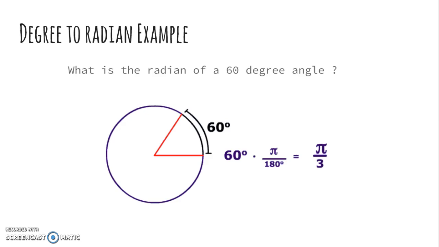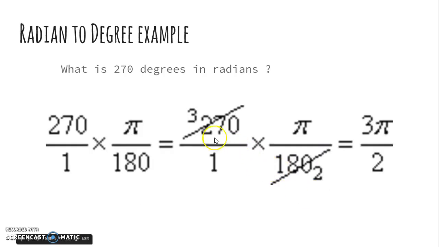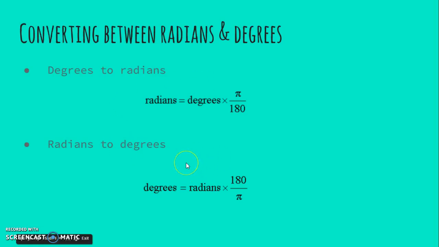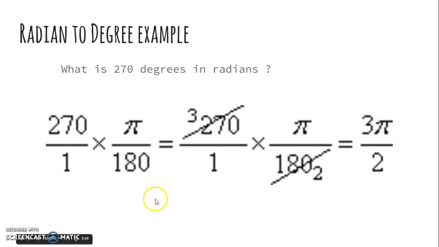Now let's take a look at the opposite, converting degrees into radians example. What is 270 degrees in radians? Referring back to the equation right here, you would have to multiply the degrees by pi over 180. In this case, 270 by pi over 180 is equal to 270 over 180. When you simplify it, that would equal 3 pi over 2. Or like I said before, referring to the memorized unit circle would be quicker.